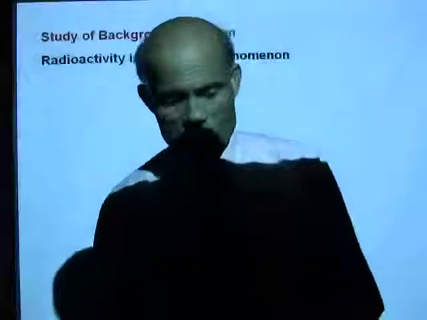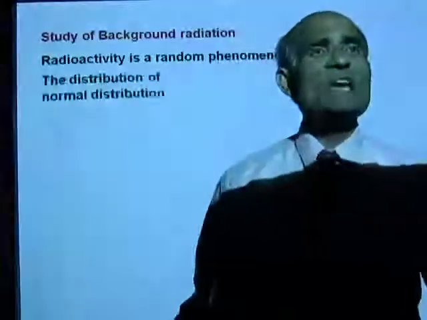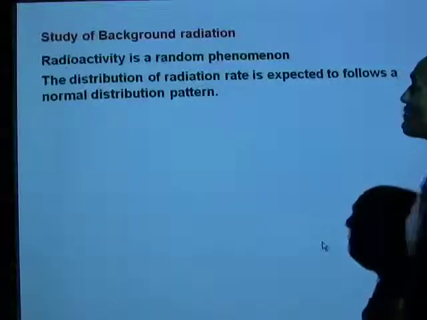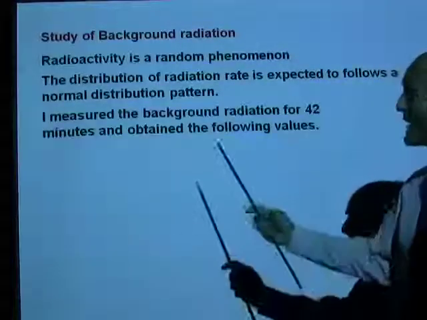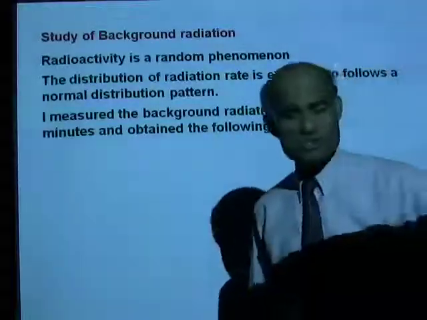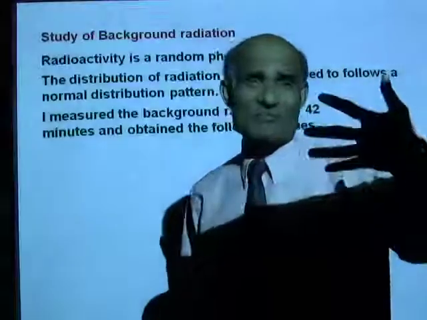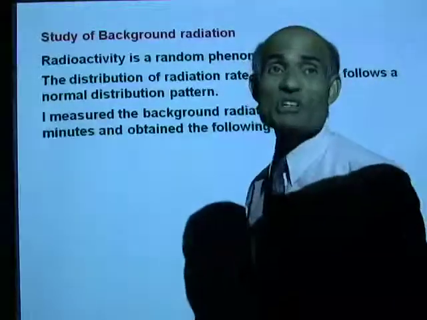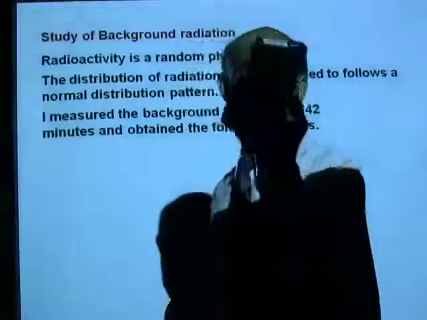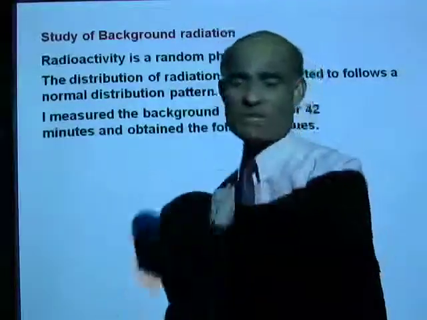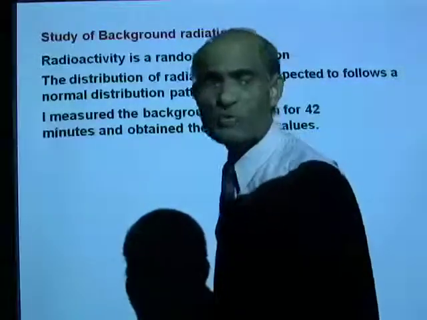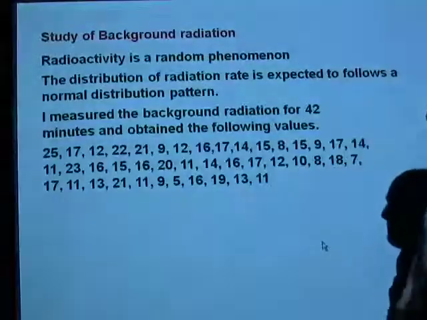Now, I measured the background radiation. The distribution of radiation rate is expected to follow a normal distribution. So what I did is, I measured the background radiation for 42 minutes. Since in class I cannot make a video as long as that, I used this handheld instrument to measure the radiations. I measured for each minute, and I did it for 42 minutes, and this is the result.